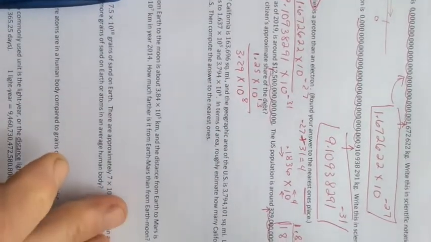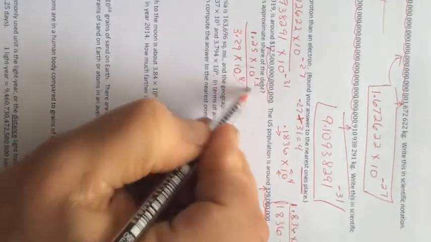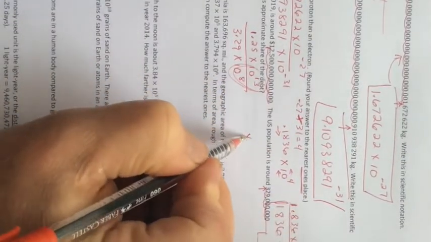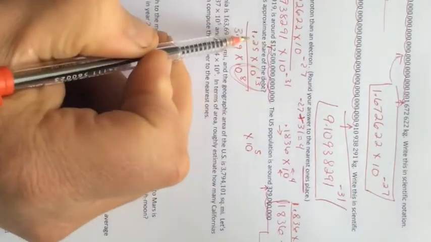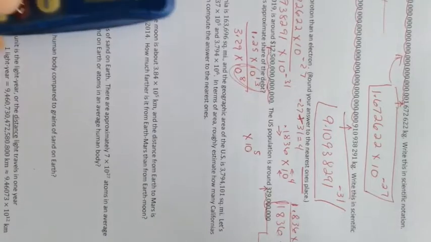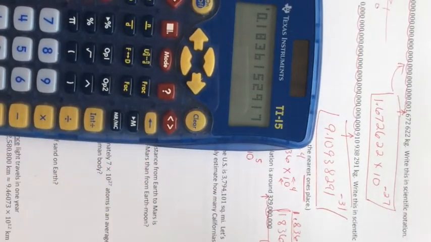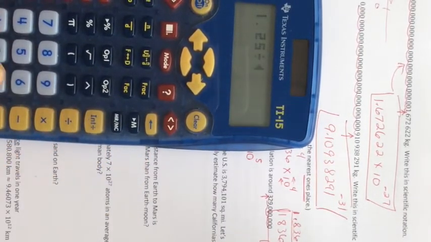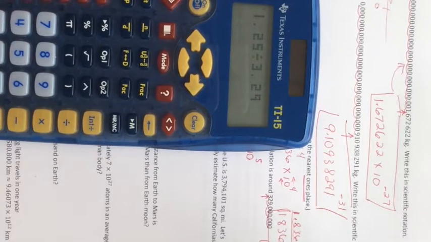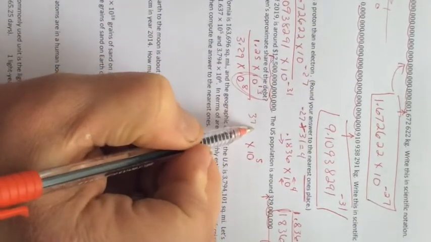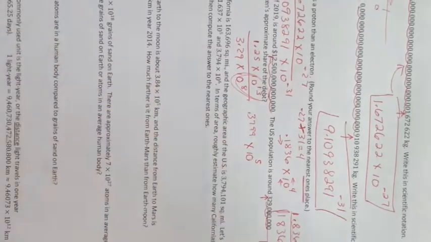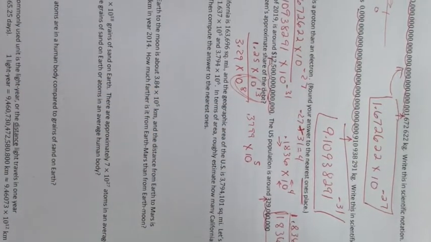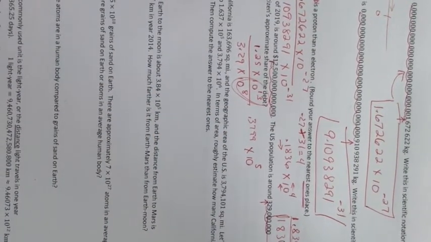Okay, so division means subtract the power. So that's going to be 13 subtract 8. So I know it's going to be times 10 to the 5. Now I need 1.25 divided by 3.29. 1.25 divided by 3.29 is 0.3799 times 10 to the 5.